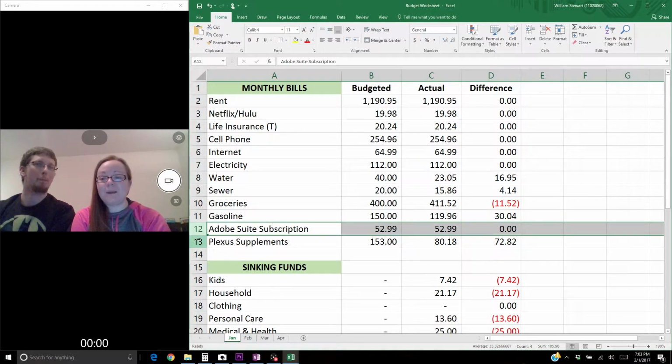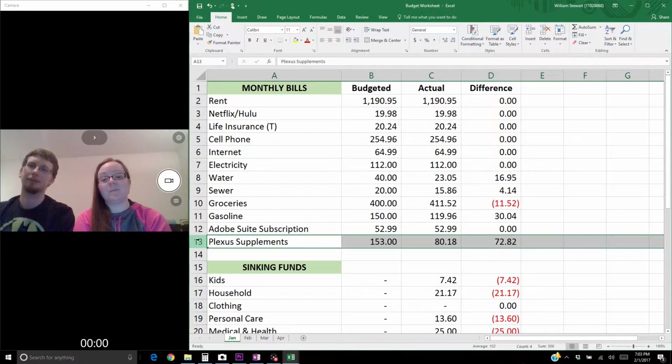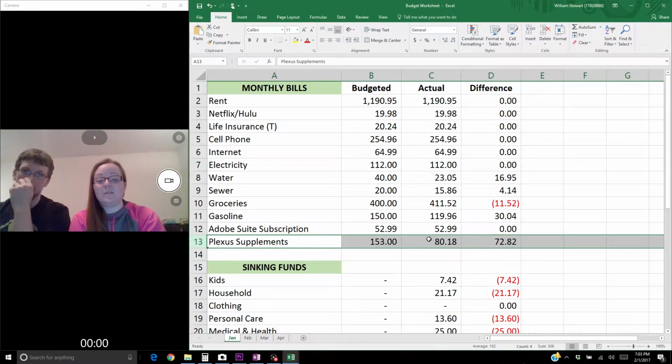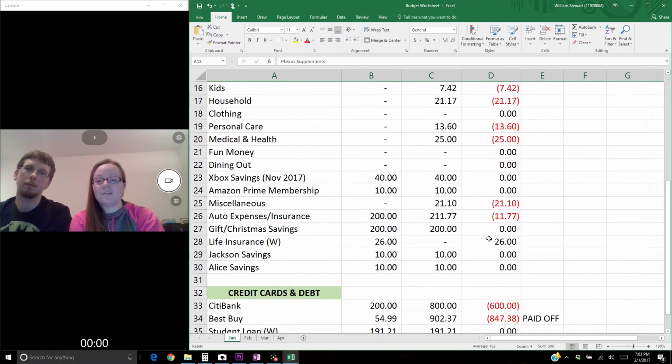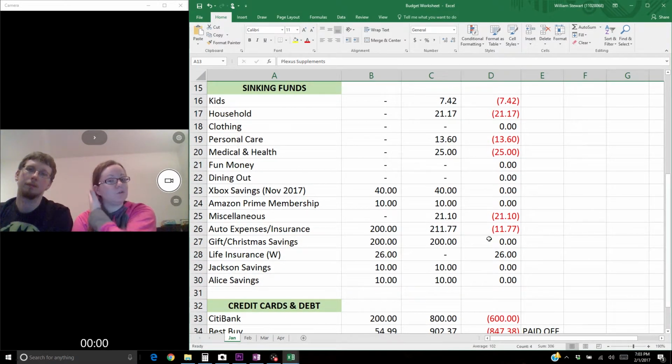Next, my Plexus supplements, so health supplements, I estimated $153. I only spent $80.18, so I changed some of the supplements that I had been taking, and that saved us $72.82, which was good.